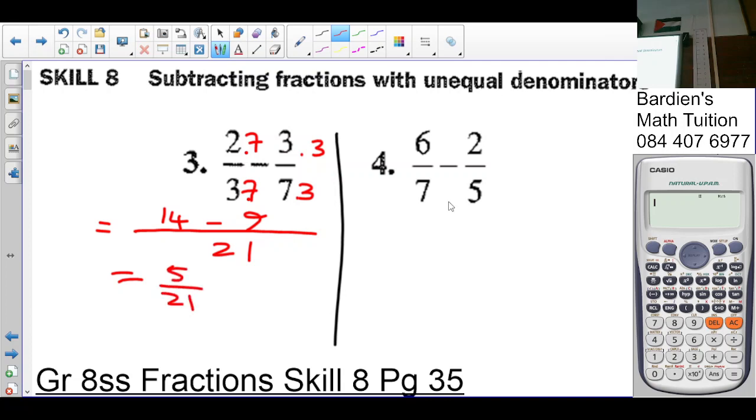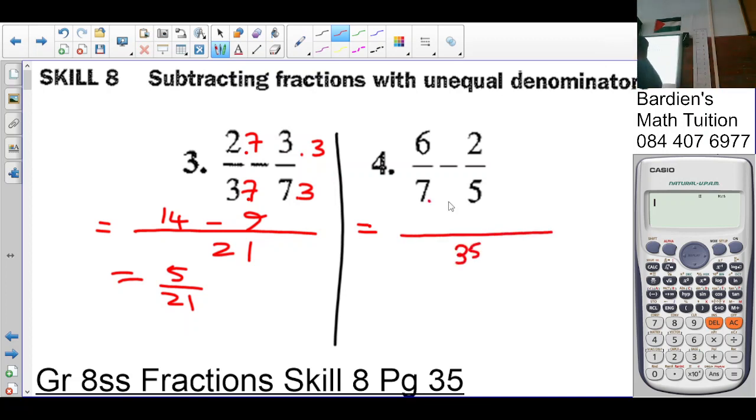Any confusion there? Let's go with the next one. Number 4. Is 7 divisible by 5? Or can 5 go into 7 without remainder? No. So we count in multiples of 7. So 7, 14, 21, 28, 35. Yes, so 35 is your LCM.